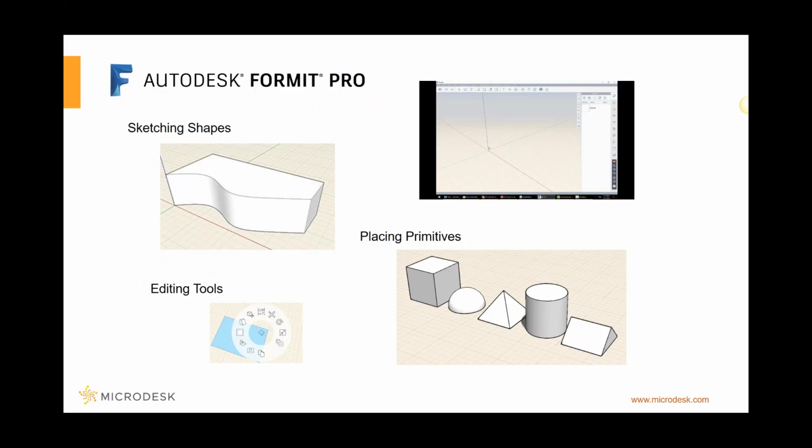Autodesk FormIt Pro contains sketching tools that are familiar and easy to use. Shapes like lines, circles, arcs, rectangles, and splines make creating any shape simple. Primitive tools such as cubes, domes, pyramids, and cylinders allow for rapid and creative design possibilities. Intuitive editing tools are simply a right mouse click away. Tools like copy, move, rotate, scale, and array make rapid designing simple.